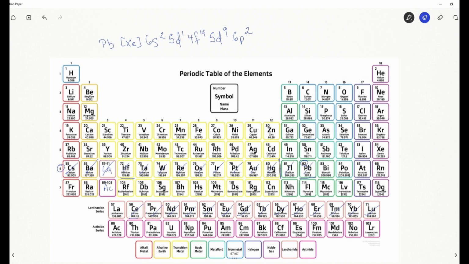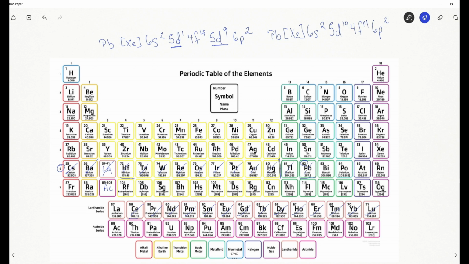This is a valid electron configuration, but you may see this more commonly written a little bit different. Notice I have 5d1 here and 5d9 here. Usually people will combine this and they will write the electron configuration for lead like this. It is perfectly valid to combine all of your d electrons.